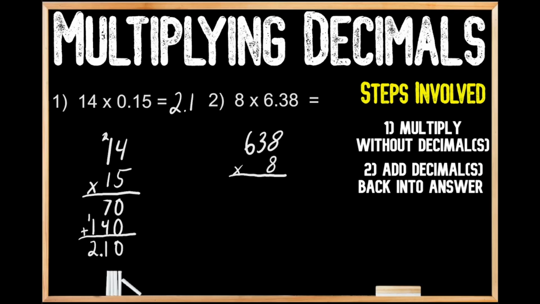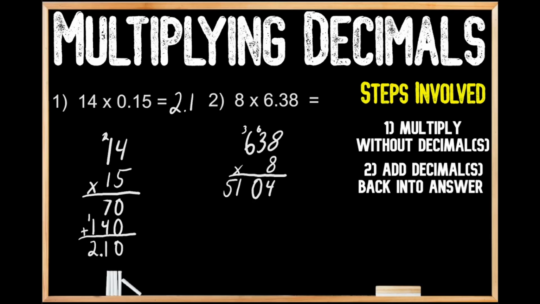Now we're going to work through the multiplication process. When we multiply 8 times 8, we get 64. So we're going to write the 4 down below, and we're going to carry the remaining 6. When we multiply 8 times 3, we get 24, plus 6 gives us 30. So we're going to write our 0 down below, and we're going to carry the remaining 3. And when we multiply 8 times 6, we get 48. And then 48 plus 3 gives us 51.